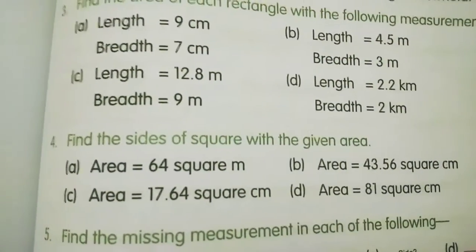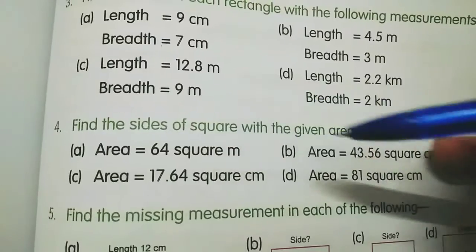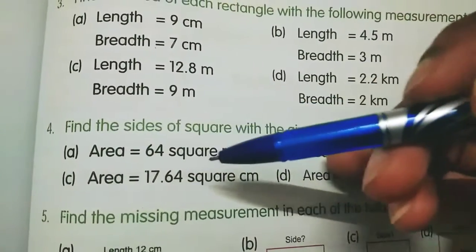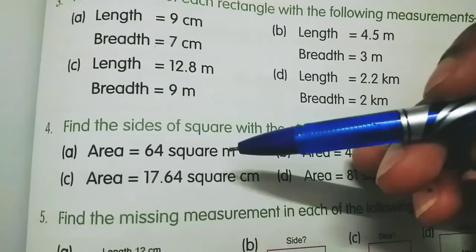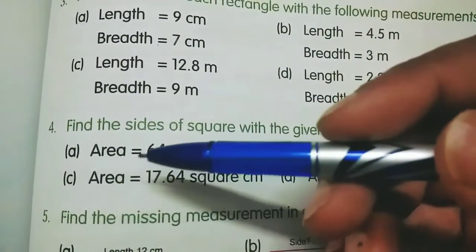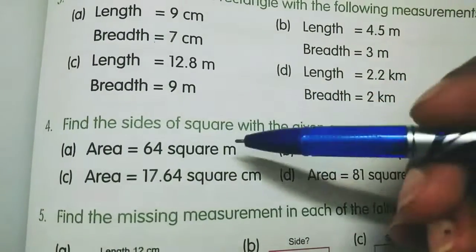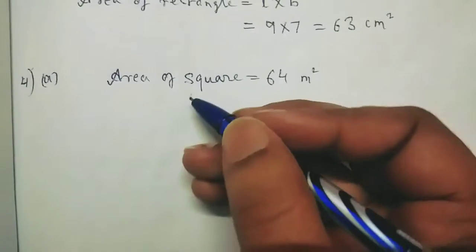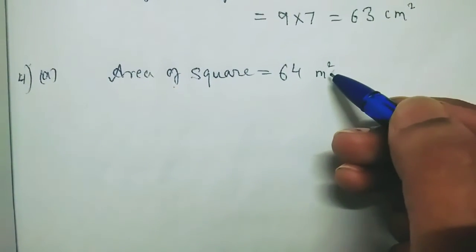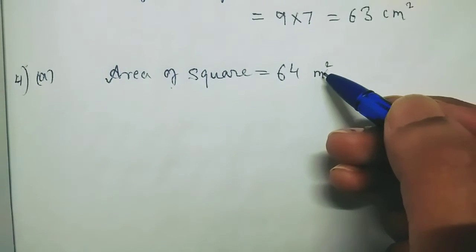So all are same. Now question number 4, find the sides of square with the given area. That means here the area of this square is already given. You have to find the side of this square. Okay. Now let's see question number A. Area is given 64 square meter. So here you can see the area of square is given 64 meter square.